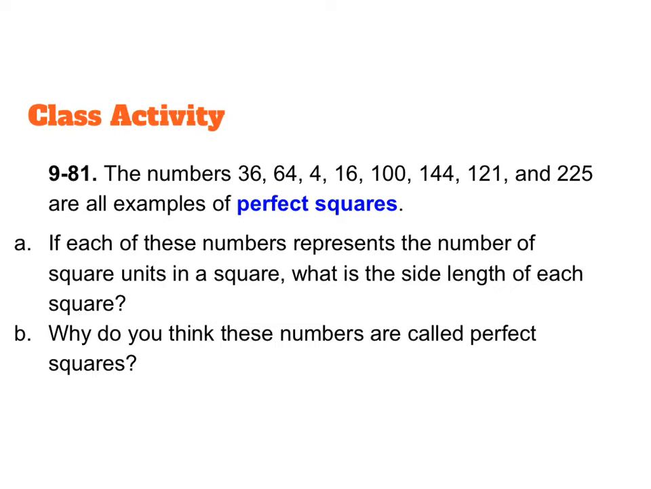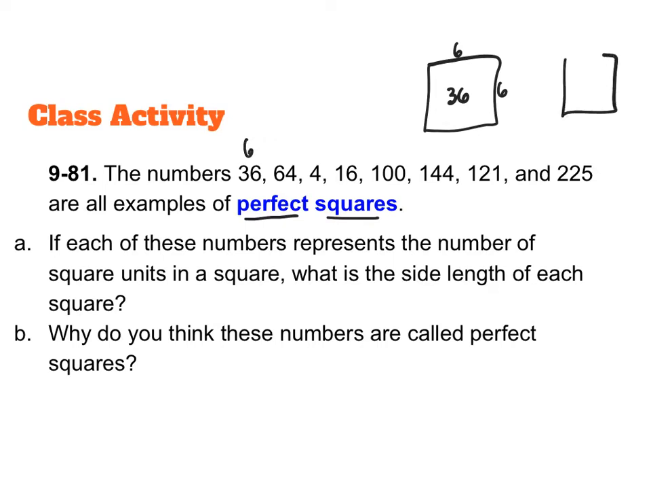For number 81, the numbers 36, 64, 4, 16, 100, 144, 121, and 225 are all examples of perfect squares. If each of these numbers represents the number of square units in a square, what is the length of each square? So if the area was 36, that would have to be a side length of 6 for that square. So 6 is the length for that one.